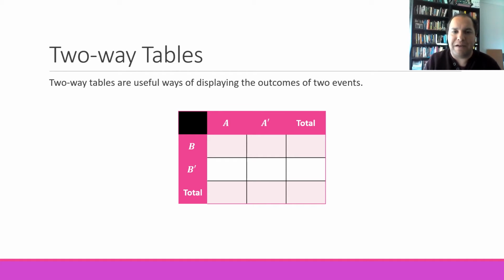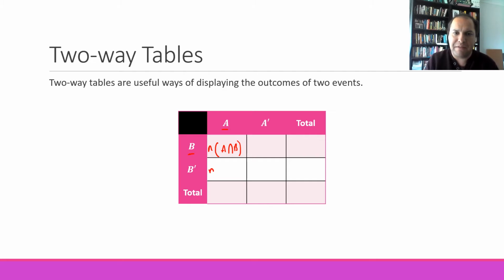Each cell tells us about the number of outcomes in each set. We look at the heading of our column and our row to tell us what numbers we're looking at. So in this top left section of our table, we've got the number of things that are in A from our column heading and B from our row heading.